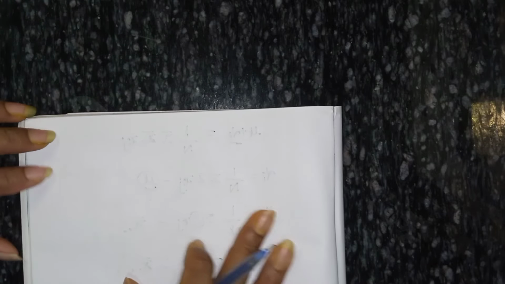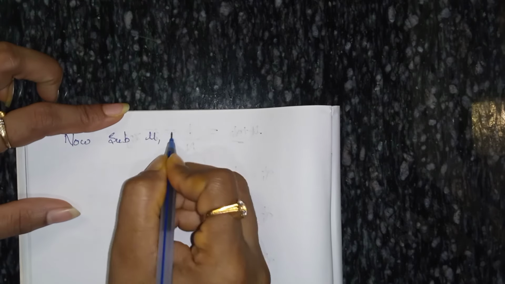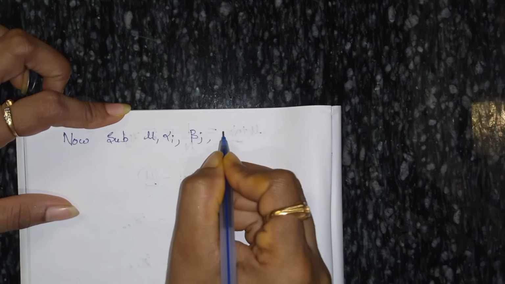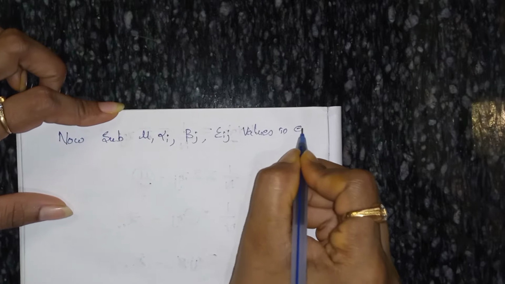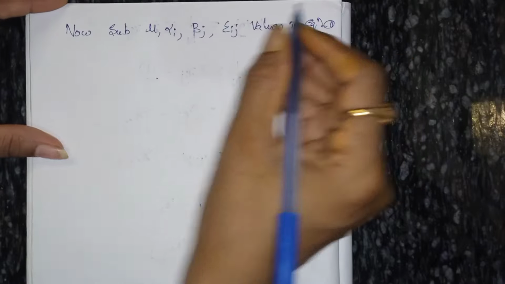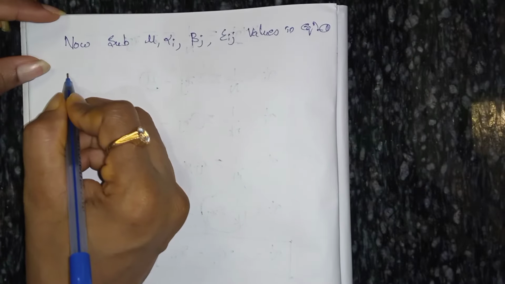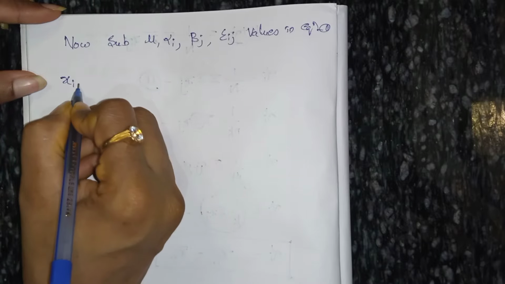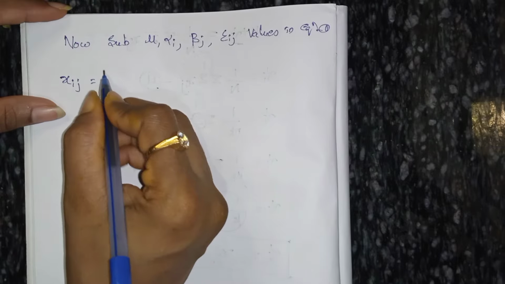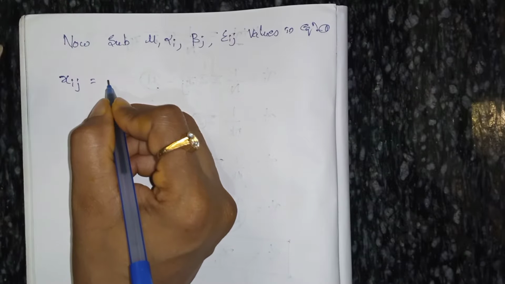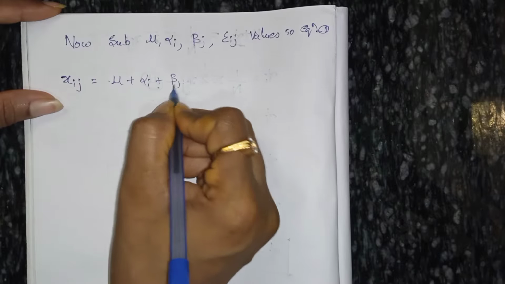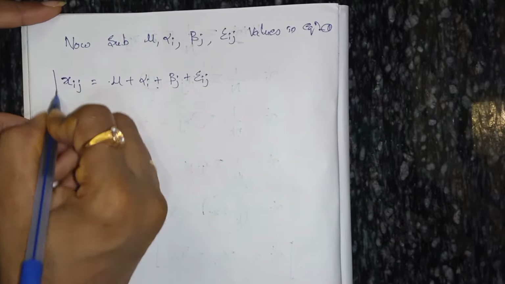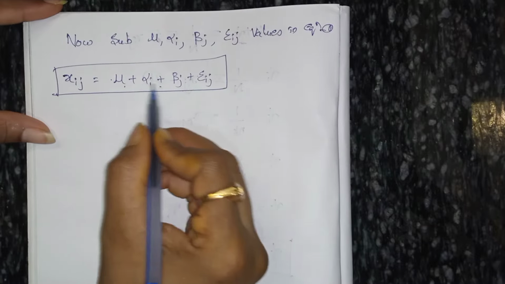Now substitute the mu, alpha i, beta j, epsilon ij values in equation 1. So I am going to write first the equation. Xij equals mu plus alpha i plus beta j plus epsilon ij. So this is equation 1 now. So now we are going to substitute all these values.